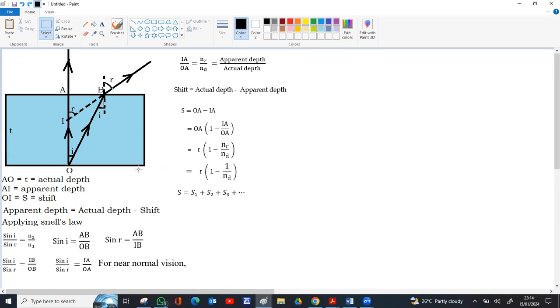Here is another case, if there are multiple media like glass, water, kerosene, different oils, so different layers of media. The total shift can be calculated as the shift of the light ray in one medium, assuming the second medium to be air, plus the shift in the next medium, assuming air to be the second medium for that. You can add the shift of each medium, assuming the second medium of that particular case to be air. S1 is calculated with the second medium as air, S2 is also calculated with the second medium as air, and adding all the shifts gives the total shift.